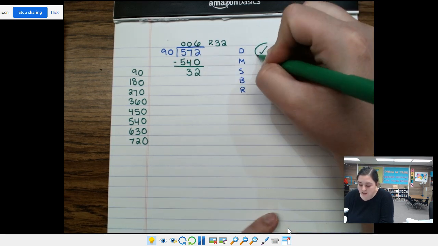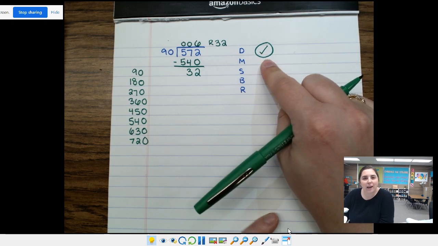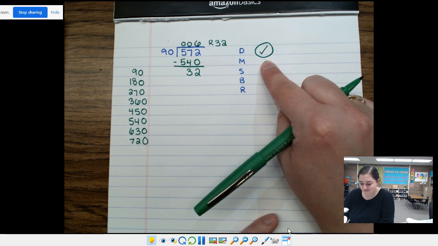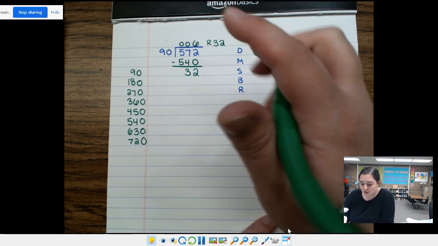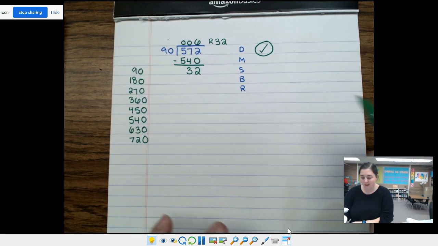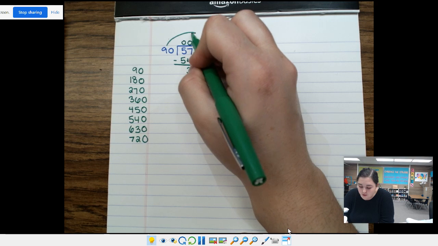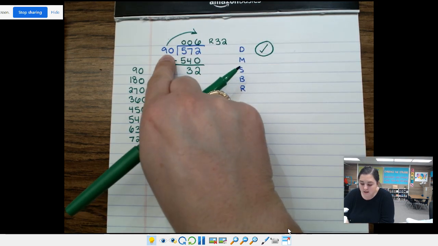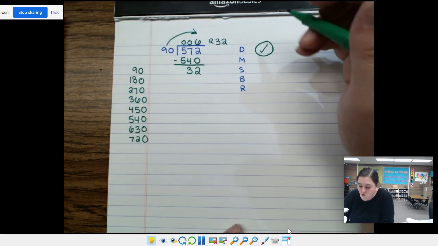If you didn't remember to check your work, please stop now, check your work, and then come on back. Okay, checking your work, remember the rainbow. Do that action every time if it helps you remember. Going up and over. So we're taking our 90, going over, and multiplying by our 6.